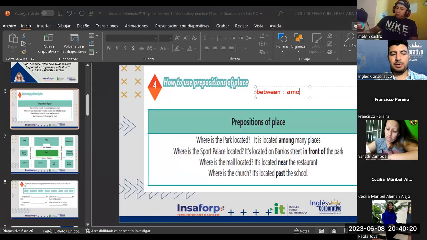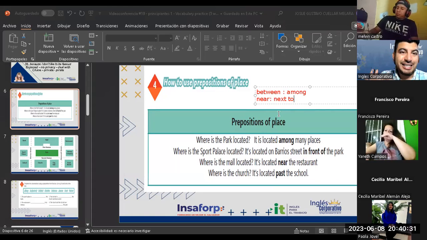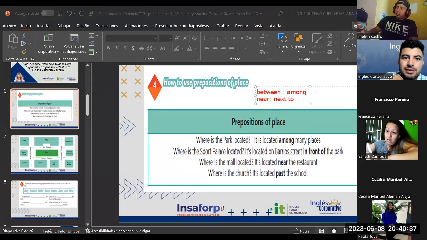Es igual a among. Ok. Luego tenemos near. Es sinónimo de next to, o sea, cerca, a la par, ¿ok? Luego tenemos in front of, que ya conocemos que es in front, ¿verdad? Adelante. Path es pasando. Vamos con la primera.